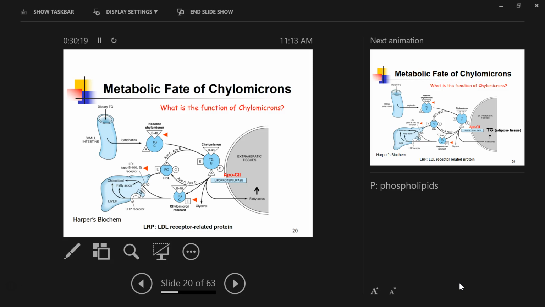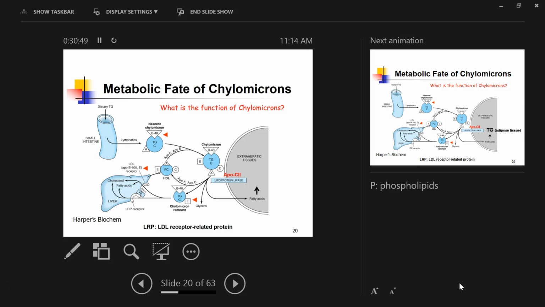So the dietary triglyceride, once absorbed into the enterocytes, is synthesized back to triglyceride and packed into the chylomicron. So chylomicron is synthesized in the small intestine, and the purpose is to carry dietary triglyceride to the adipose tissue for storage, which usually happens in the fed condition.